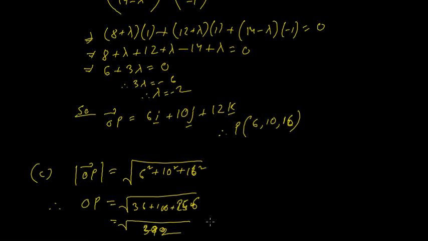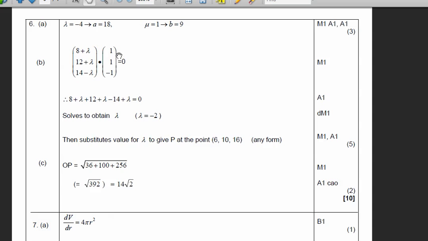Now it's alright. The mark scheme is done with very little steps. You have to go through the entire step. Remember, this is the first step. A equals 18, B equals 9. It's correct. So they use the dot product in the column vector as well. So lambda equals minus 2, 6, 10, 16. Okay, this is the mark distribution. Remember, this is not how you present your answer in the exam. This is just a guidance of the mark scheme. And OP is the square root of 392.